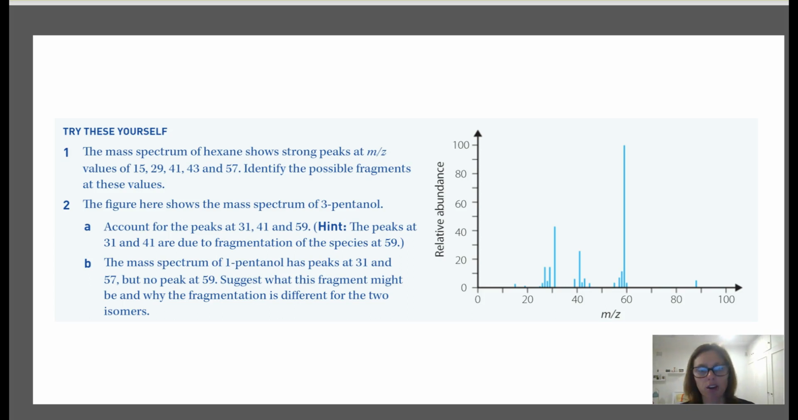In the second diagram, the figure is showing you the mass spectrum of 3-pentanol. Again, account for the peaks at 31, 41, and 59. They've given you a little hint saying we're not working from the molecular or parent ion to work out 31 and 41. It's actually due to further fragmenting of that ion that you've got at 59. Now, 1-pentanol has some peaks at 31 and 57, but none at 59. Have a bit of a think about why you think that might be, and we'll discuss it in class tomorrow.